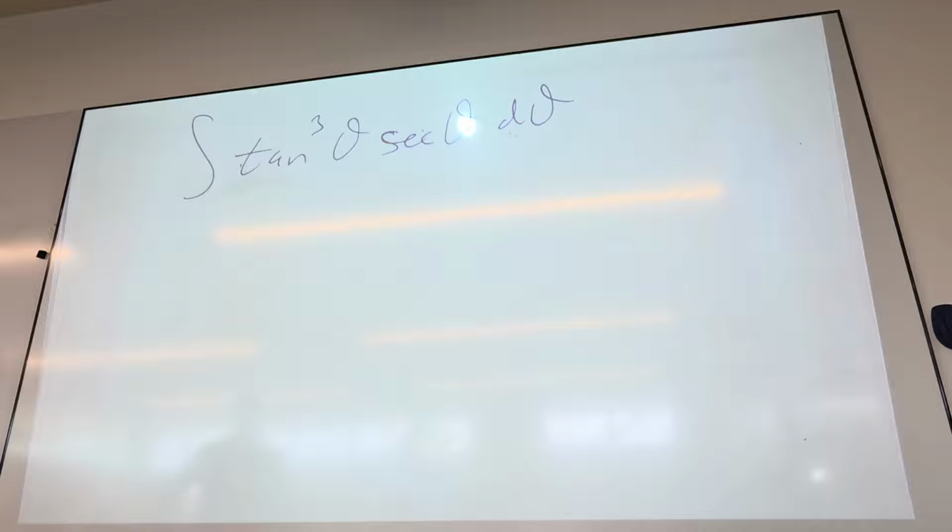Can somebody see why I don't want to let u equal tangent here? Very quick, yeah. Because you have secant tangent right there, and that's the derivative. Well, even worse than that. If I let u equal tangent, what would du be? Secant squared. And do I have two secants to play with? No, so I can't let u equal tangent, so I have to let u equal secant.